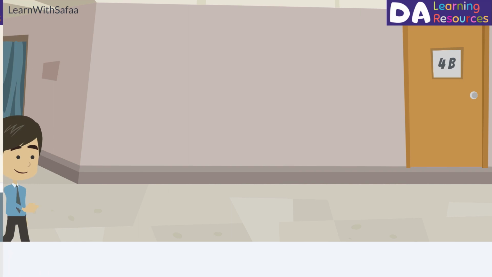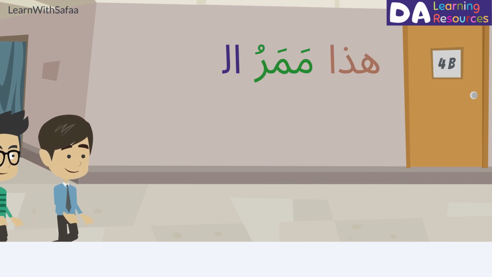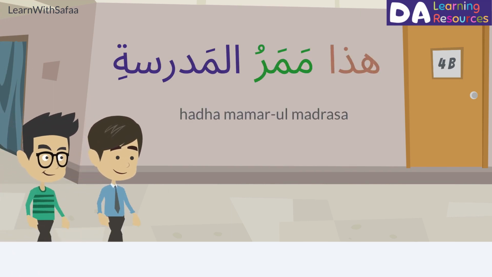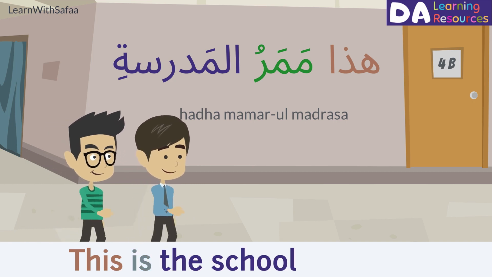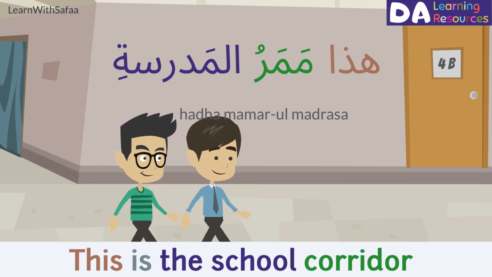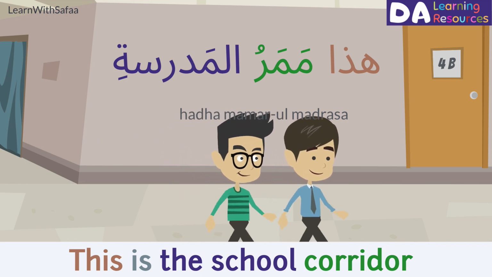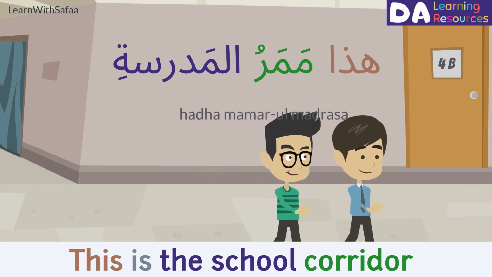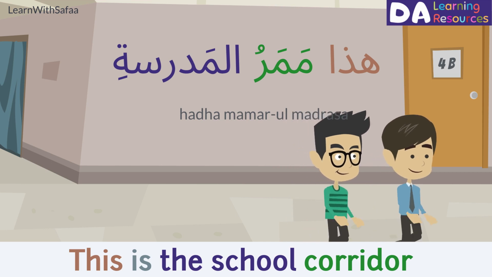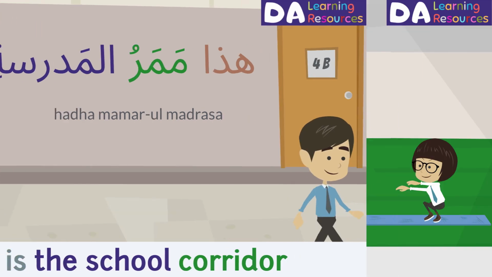The next one. هذا ممر المدرسة. This is the school corridor. Let's repeat. هذا ممر المدرسة. This is the school corridor. The next one.